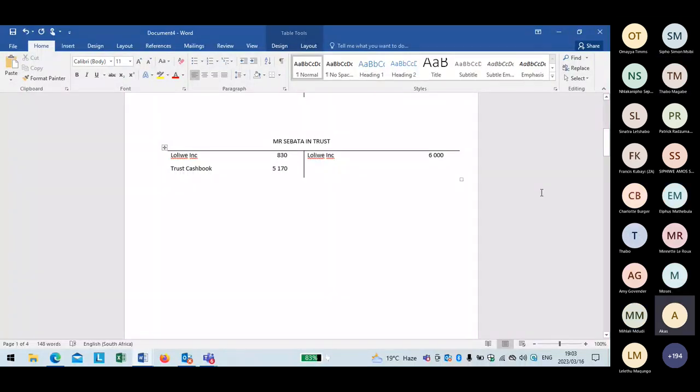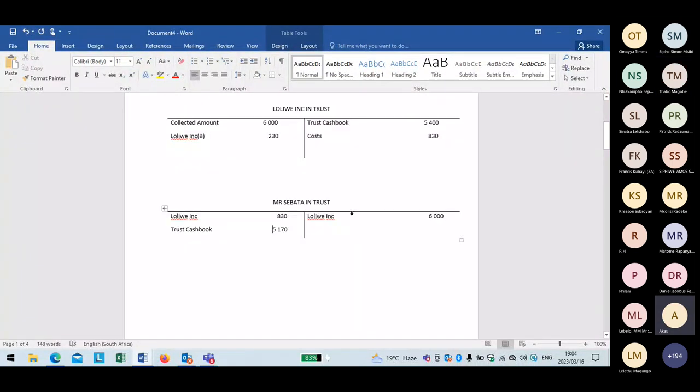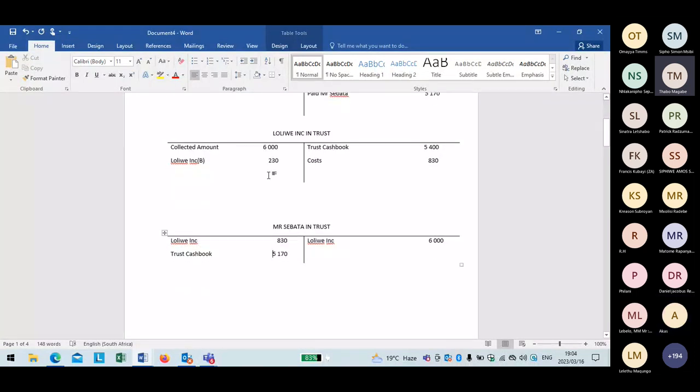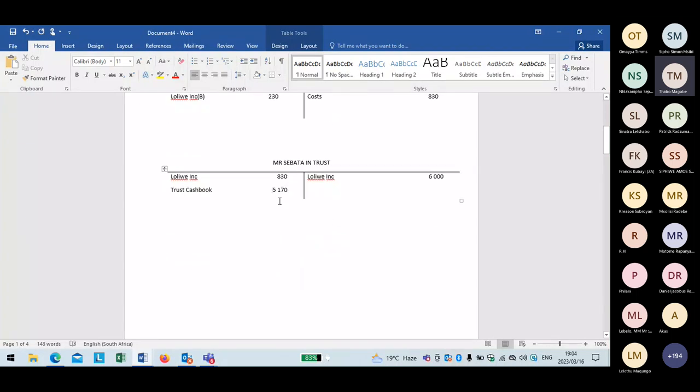Sorry, sir, can you repeat the last one? We came to our client's account in trust and found that the client still has some money in our trust account. We checked how much it is, and found that it is 5,170. Then we went to the trust cash book and paid by crediting the trust cash book with 5,170, and debiting our client, Mr. Sabata, in trust with the same amount. The narration is trust cash book.